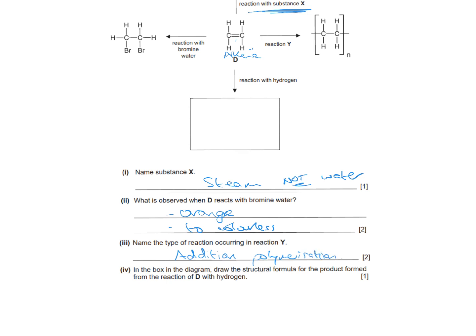Part 4 in the box. Draw the structural formula for the reaction of D with hydrogen. Well, any time you react an alkene with hydrogen, you just add on the hydrogens to it and the double bond gets removed. So it goes from unsaturated to saturated. So still 2 carbons. There are the original 2 hydrogens, if you like, and then you just add on the hydrogens. But notice the double bond's gone, because if you keep the double bond, then the carbons will have too many bonds. So you turn the alkene into the alkane.